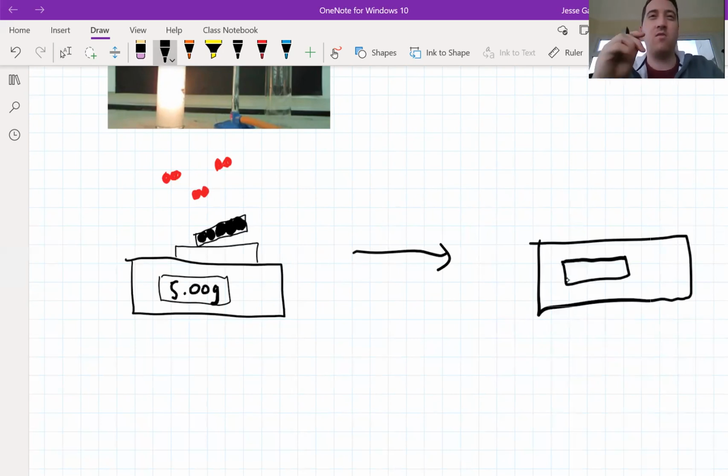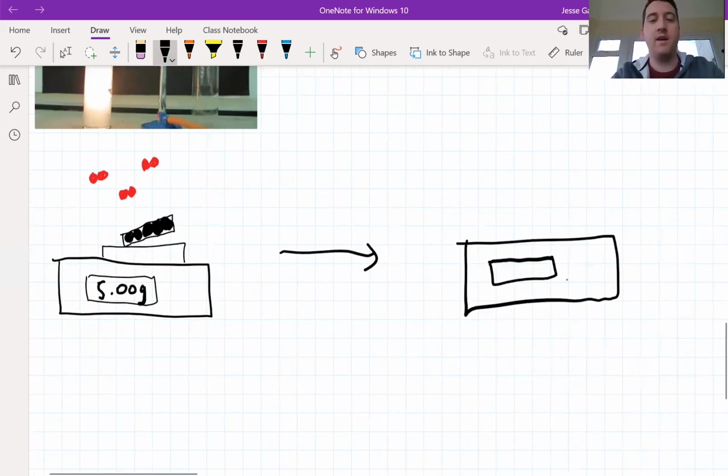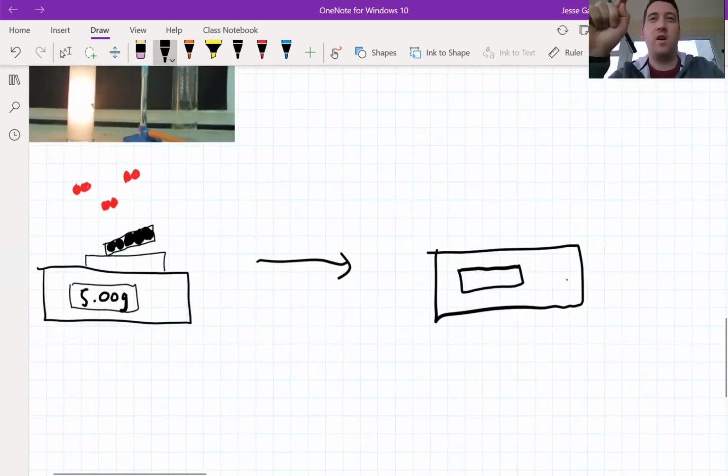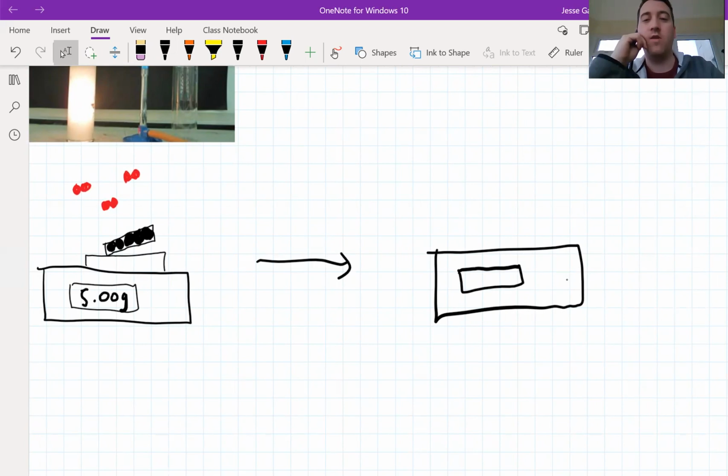Well done. If anybody can remember what the product looks like here, I want you to speak your answer to the screen on 3. 1, 2, 3, go. What does the product look like? All right, if you remember this, well done. It's a white powder. When we burn the magnesium in oxygen, we crumble it off at the end, it's formed like a white powder.